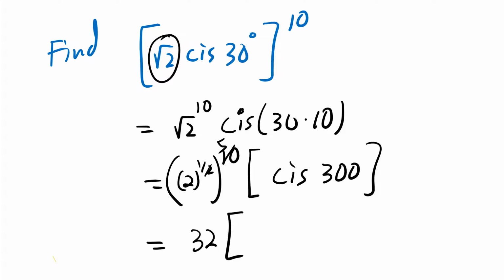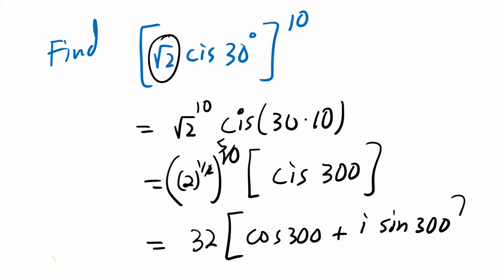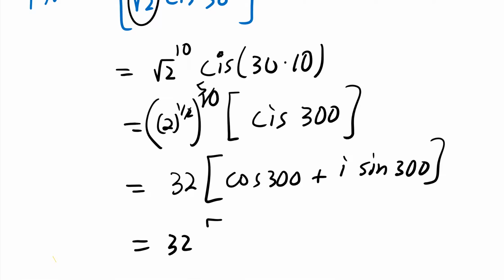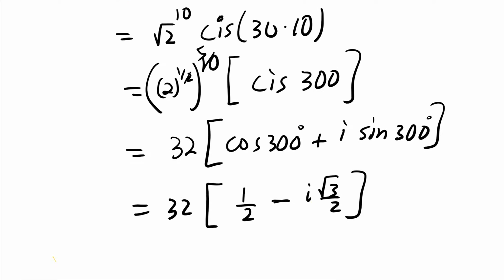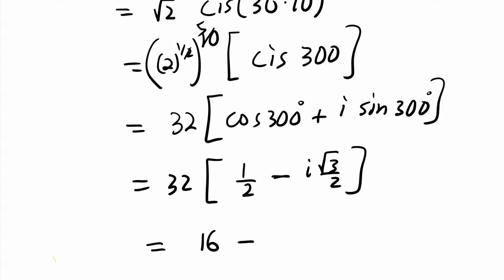We need to find cosine 300 plus i sine 300. This gives us 32 times cosine 300 plus i sine 300. What's cosine 300? That's in the 4th quadrant. Cosine is going to be a positive value, 1/2, but this will be minus i root 3 over 2. Then you distribute the 32 inside. That will give us 16 minus 16 i root 3. So that would be the answer.